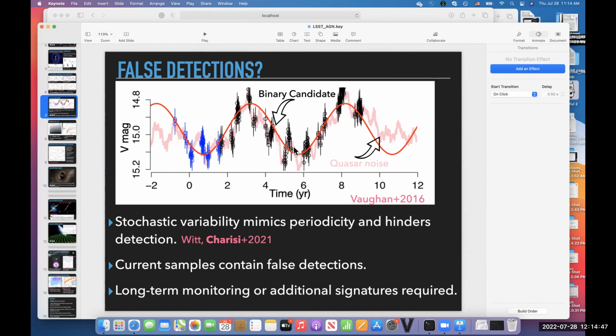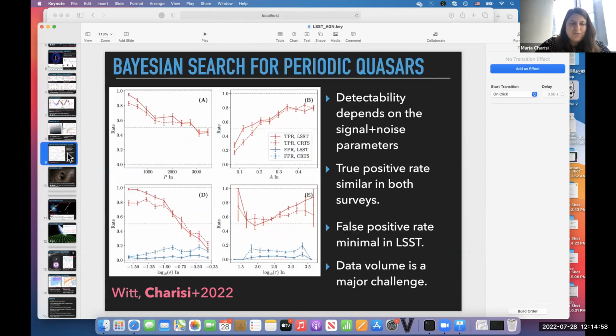In general, the consensus is that the damped random walk, or the stochastic variability in general, is very important and can introduce false detections. This was our motivation here, to see what level of false detections or what level of missing signals we will have.